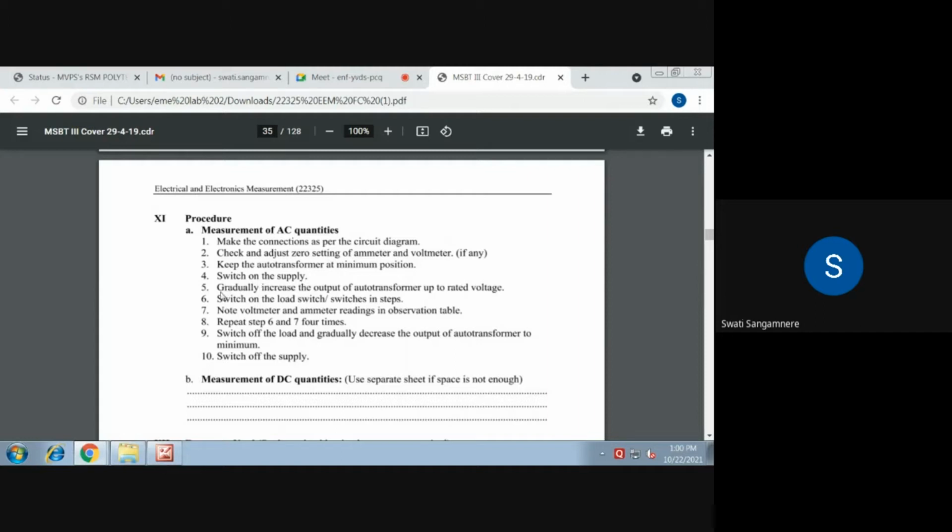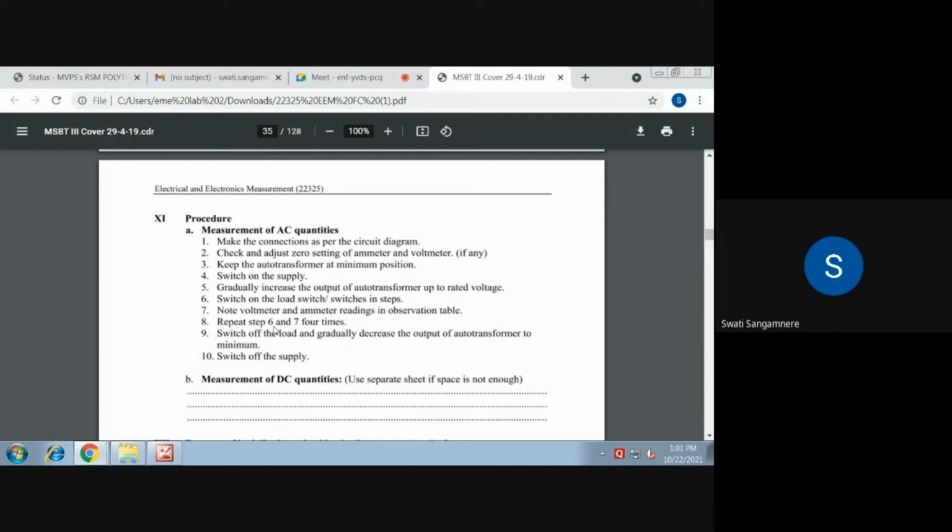After switching on the supply, we gradually increase the output of the auto transformer up to the rated voltage, that is 230 volt. You can vary the voltage in steps, that is 50, 75, 100 up to the rated voltage, 230 volt. And then switch on the load in steps. Then note down the reading of the voltmeter, that is voltage, and of the ammeter, that is current, and write them down in the observation table.